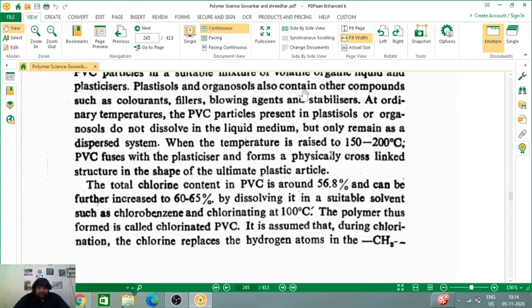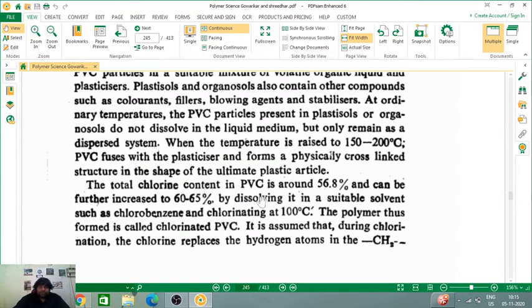At ordinary temperature, the PVC particles present in plastisol or organosol do not dissolve in the liquid medium, but only remain as a viscous system. When the temperature is raised to 150 to 200 degrees Celsius, PVC fuses with the plasticizers and forms a physically cross-linked structure in the shape of the ultimate plastic article.